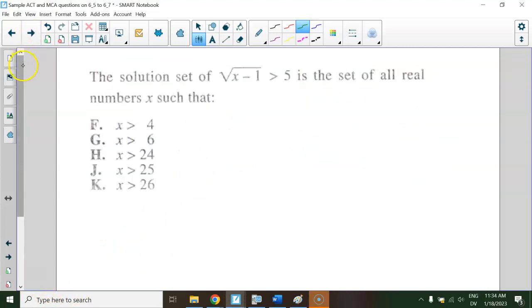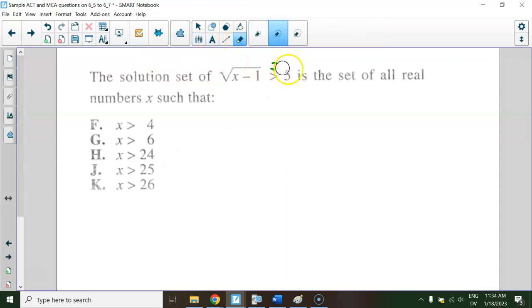Okay, next up is solving a radical. In class, we did equations. We solved these with equations, but an inequality one is really similar. So pause the video and give this a shot.